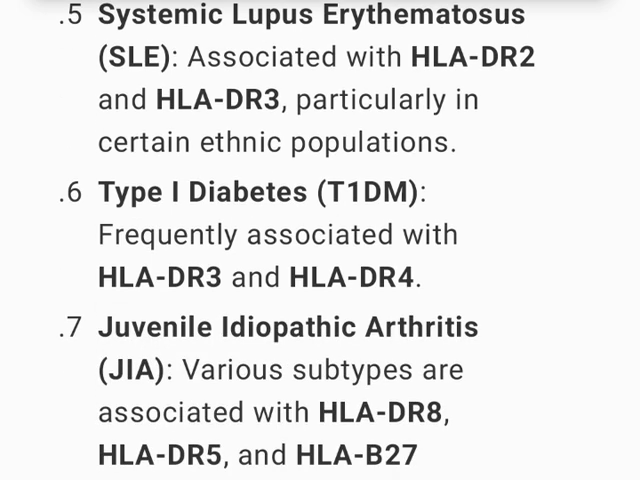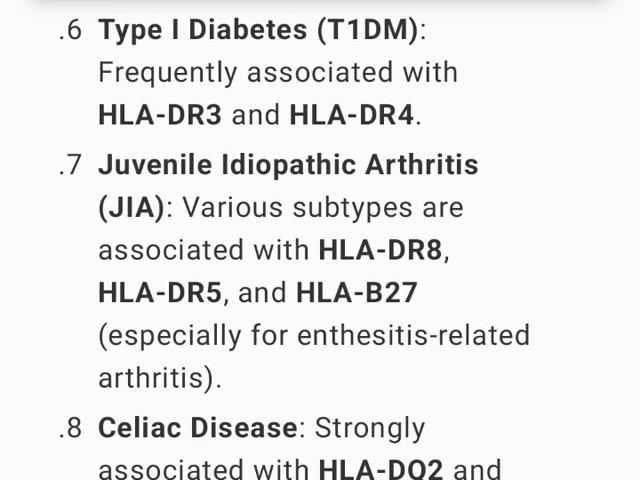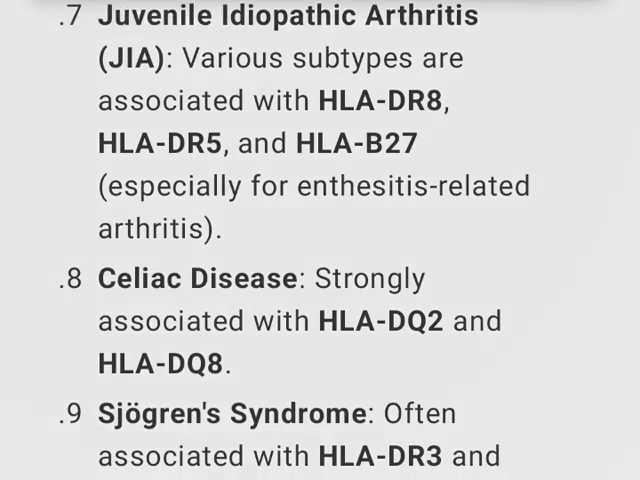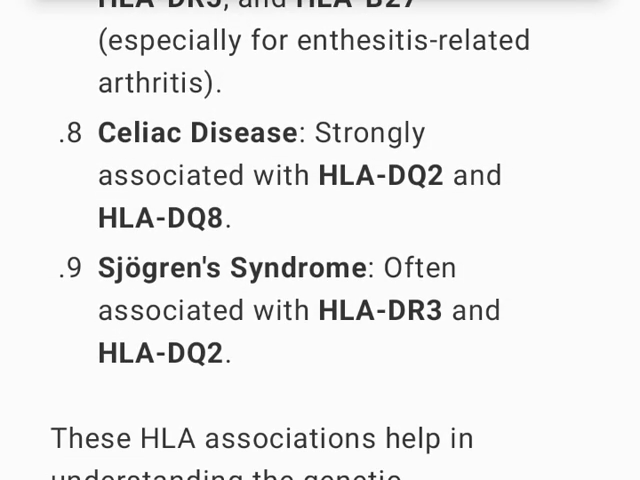5. Systemic lupus erythematosus, SLE, associated with HLA-DR2 and HLA-DR3, particularly in certain ethnic populations. 6. Type 1 diabetes, T1DM, frequently associated with HLA-DR3 and HLA-DR4. 7. Juvenile idiopathic arthritis, JIA. Various subtypes are associated with HLA-DR8, HLA-DR5, and HLA-B27, especially for enthesitis-related arthritis.